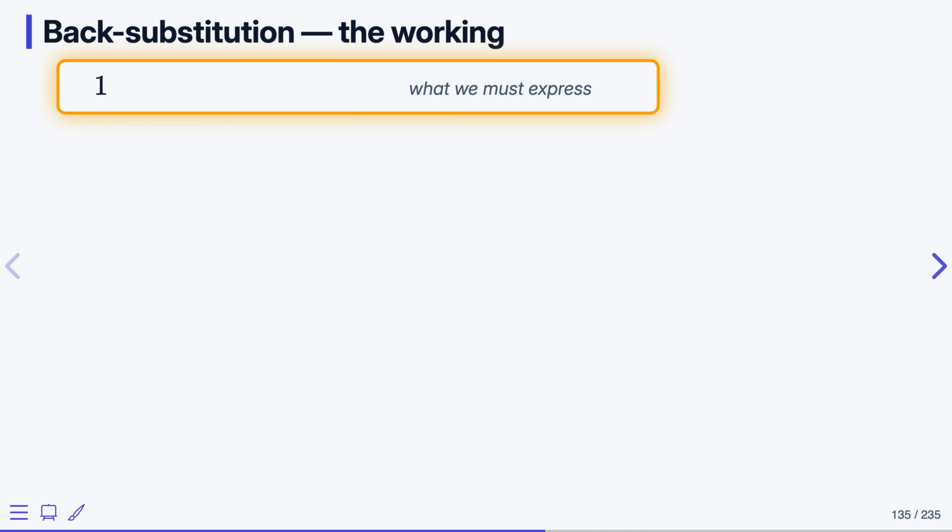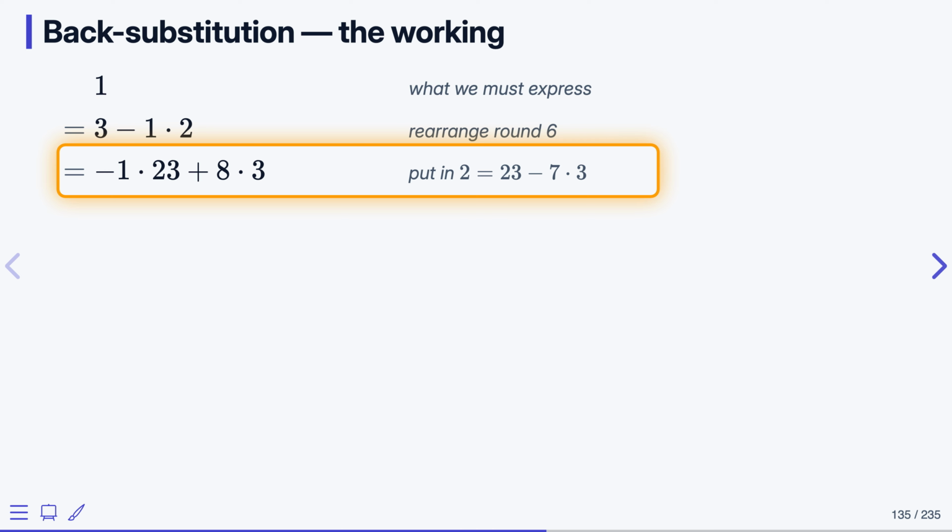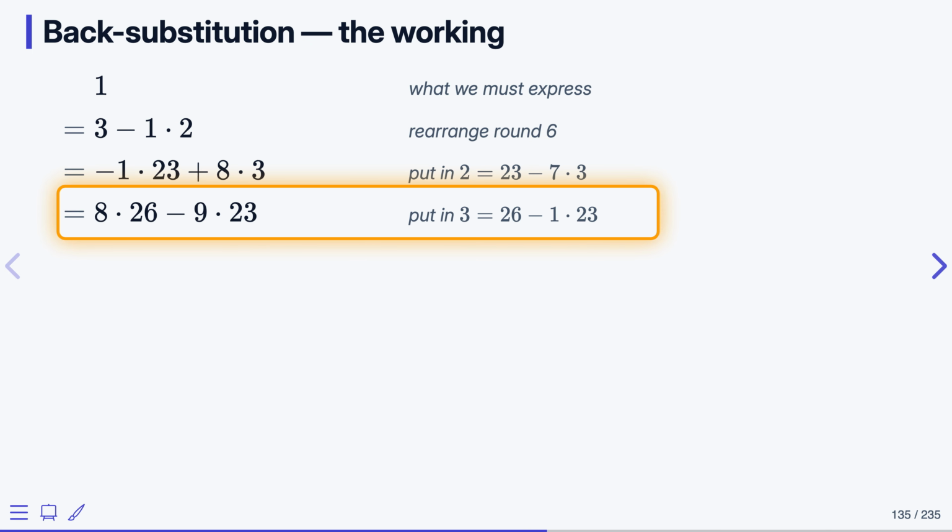Now the backward pass. Each step replaces the newest remainder by the two numbers that made it, and then we collect terms. Line 0, we must express 1. Step 1, rearrange round 6. 1 equals 3 minus 1 times 2. Step 2, replace the 2 using round 5. Collect. We get minus 1 times 23 plus 8 times 3. Step 3, replace the 3 using round 4. Collect. We get 8 times 26 minus 9 times 23.